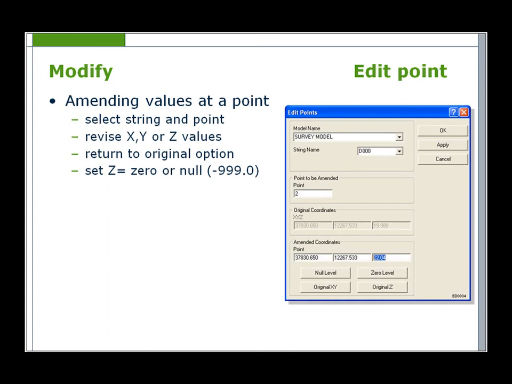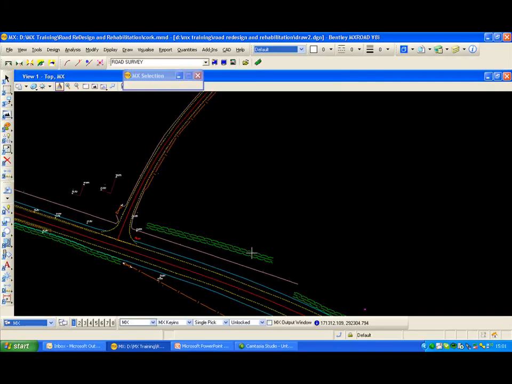Now here, if you hit the apply button, it'll leave this panel on the screen, and if the change you've made you don't like, then you can revert back to the original coordinates by either selecting the original XY and the original Z, and then hit the apply button. It'll put the coordinate back to what it was. You can also apply a null level to the Z value and a 0 level to the Z value as well by just selecting those two buttons and hitting the apply.